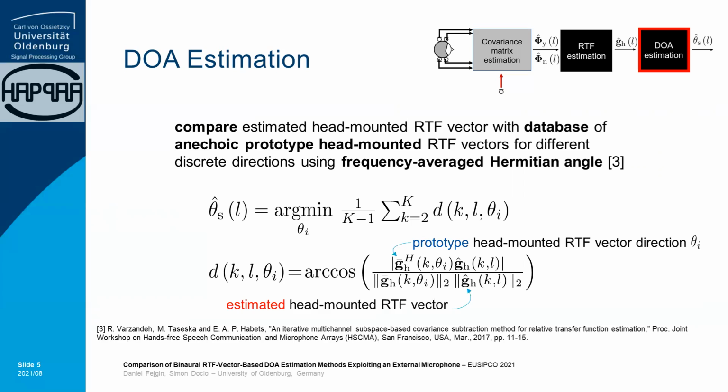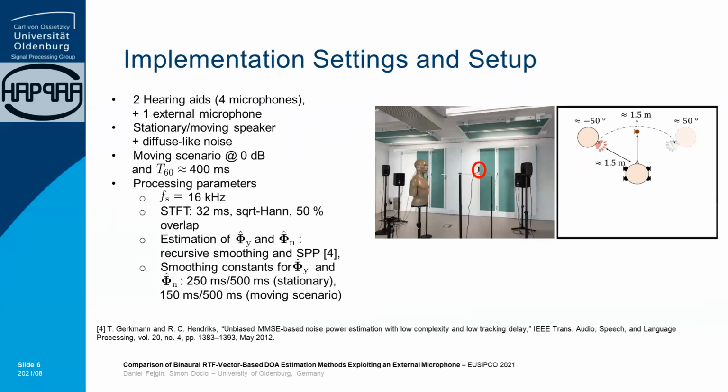So putting this all together, we want to evaluate this algorithm, and therefore we evaluate it using recordings made in a reverberant environment with diffuse-like noise, as well as a stationary and a moving speaker. There is a binaural hearing aid setup with in total 4 microphones and 1 external microphone. All microphone signals are processed in the short-time Fourier transform domain, and the covariance matrices are estimated recursively and updated according to the speech presence probability.